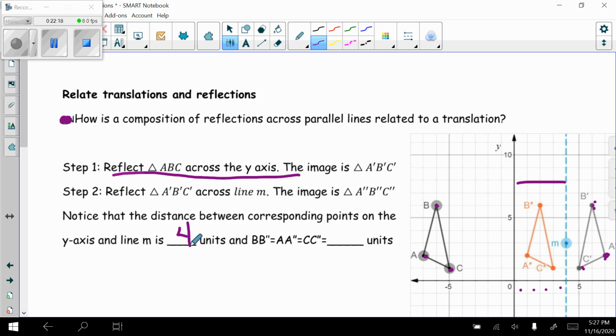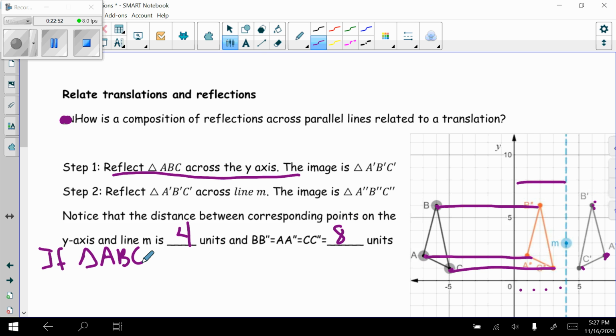Notice that B to B double prime, A to A double prime, and C to C double prime, it's the same amount of units, okay? So how far is it from here to here, and from here to here? Let's count that: 1, 2, 3, 4, 5, 6, 7, 8. That's 8 units. Okay?